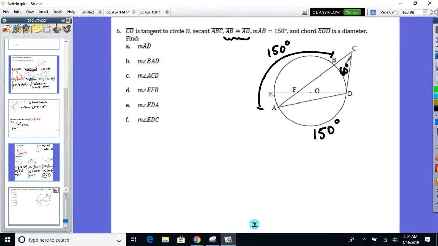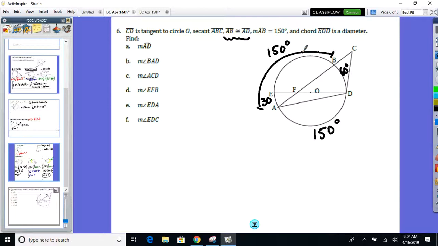Can you label another arc EA for me? EA? Why 30? Again, what's EOD? That's huge. EOD. Diameter, that's a semicircle, adds up to 180. So that's 30. And I think I've found, oh, nope. I'm not satisfied yet. I need EB. I need every little arc here.